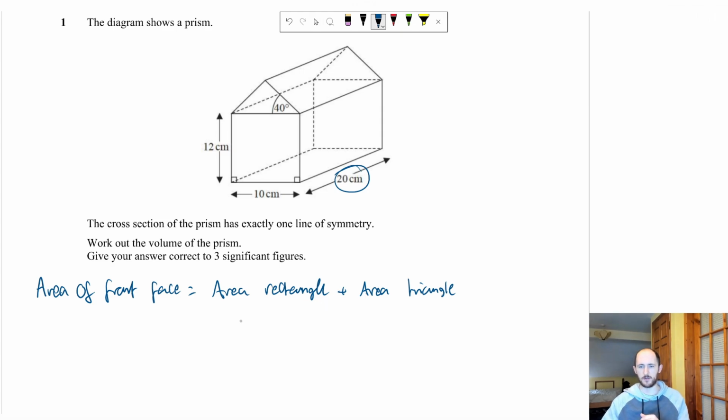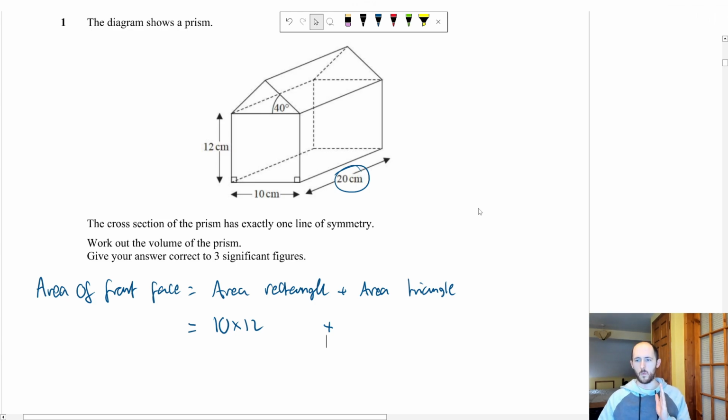Now, the area of the rectangle, that's quite easy. That's just going to be 10 times 12. But the area of the triangle is going to be base times height divided by 2. And the problem is I don't have a base and I don't have a height. So that's where things are going to get a bit trickier. We need to use all of the information in this diagram. So I've used the 12 and the 10, and I know I'm going to use the 20 to work out the volume, but I haven't used this 40 degrees.